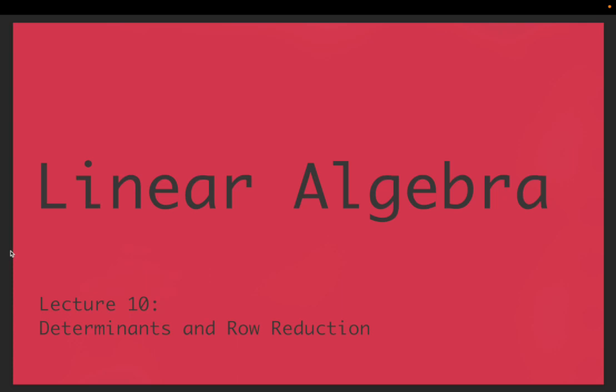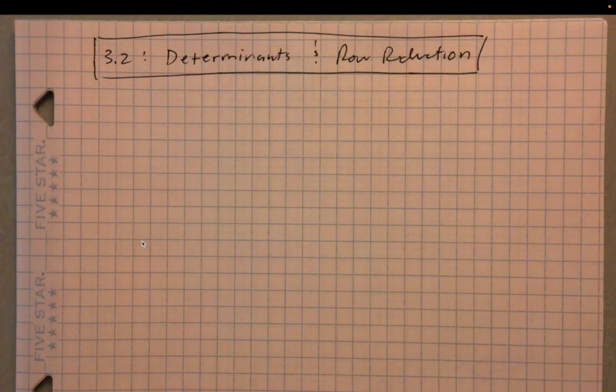The cofactor expansion method that we talked about previously is sort of the formal definition of the determinant, but there are other ways to get to the determinant that may be more computationally efficient. Our method is going to primarily involve row reducing a matrix and then using the reduced matrix to calculate the determinant. Okay, let's jump into it. We'll call this section 3.2, Determinants and Row Reduction.